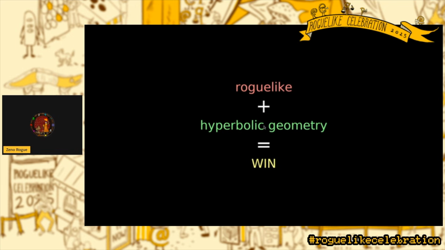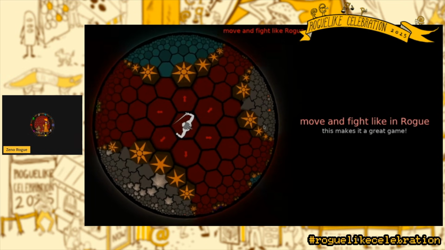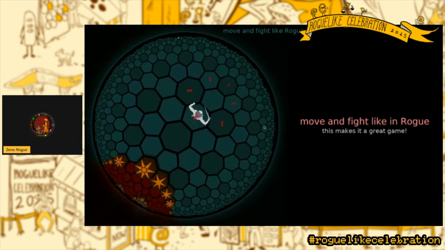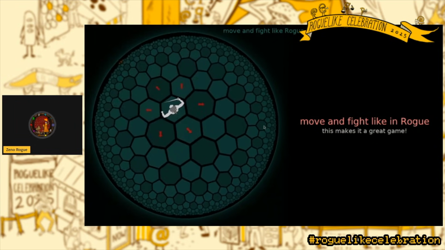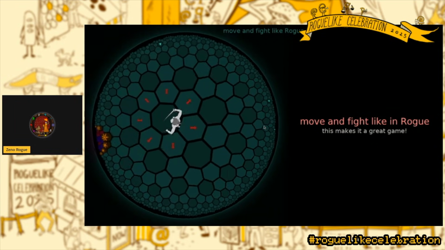So let's move to the main thing of the talk. It seems that roguelikes and hyperbolic geometry are a great match, right? So which roguelike elements actually mattered for HyperRogue? Quite interestingly, the thing which matters the most, in my idea, is that you actually move and fight like in Rogue.